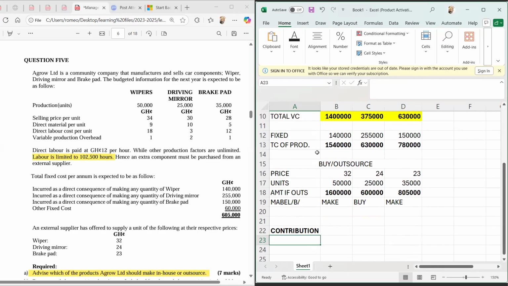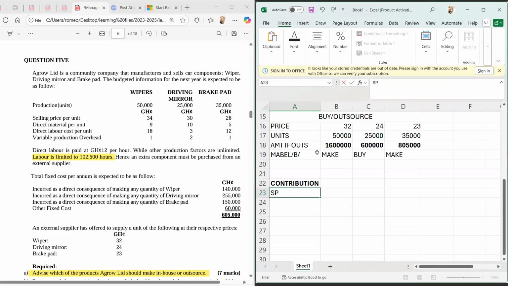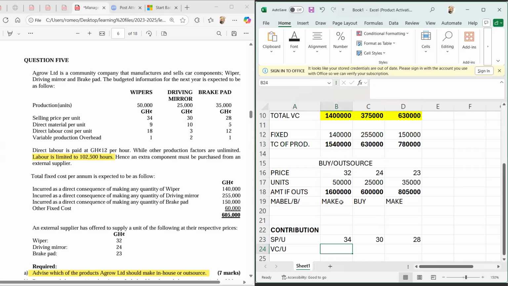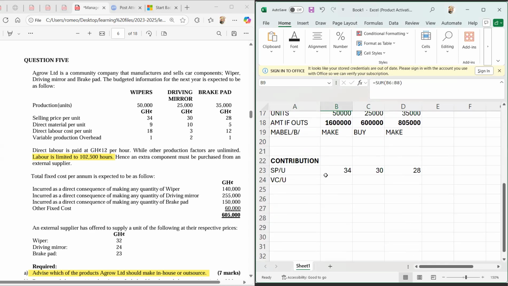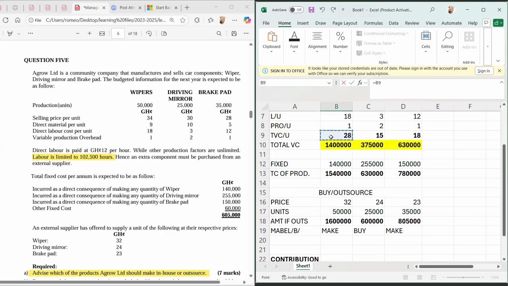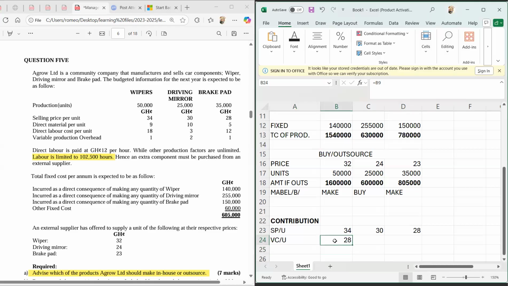But this time you have to include our selling price. So our selling price per unit is what? 34, 30, and 28. And our variable cost per unit is what? Our total variable cost per unit. This is it. So we just have to pick this one. So let me just automatically pick it. So this is it. 28. Then the rest follows.